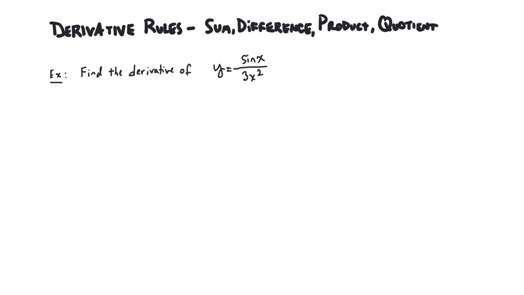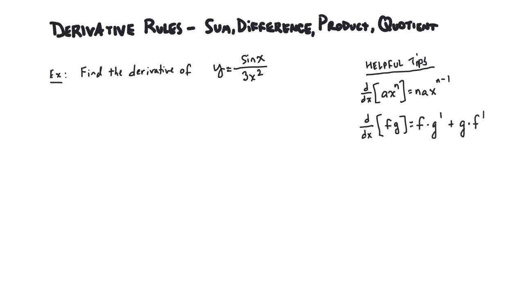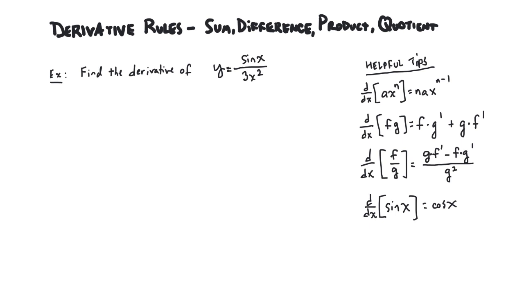Let's look at some of these derivative rules in an example. Find the derivative of f of x equals sine of x over 3x squared. Over here, I'll keep some helpful tips, including the power rule, the product rule, the quotient rule, and the derivative of sine x, just so we have them handy so we can use them to find this more complicated derivative. Now, since this function, sine x divided by 3x squared, presents itself as a quotient, I'll use the quotient rule.